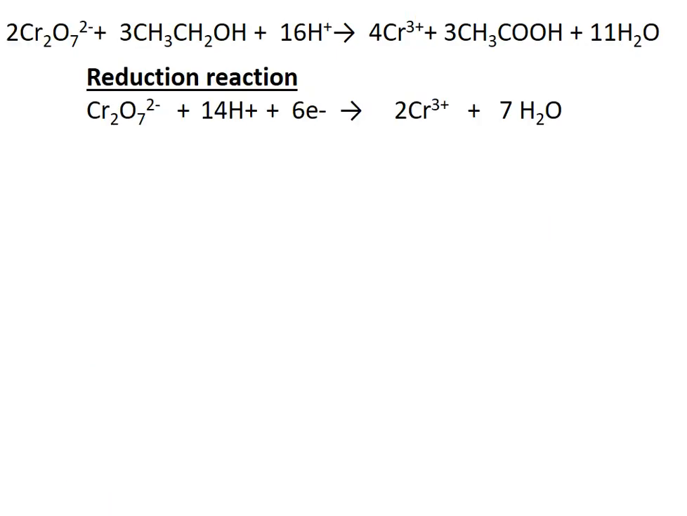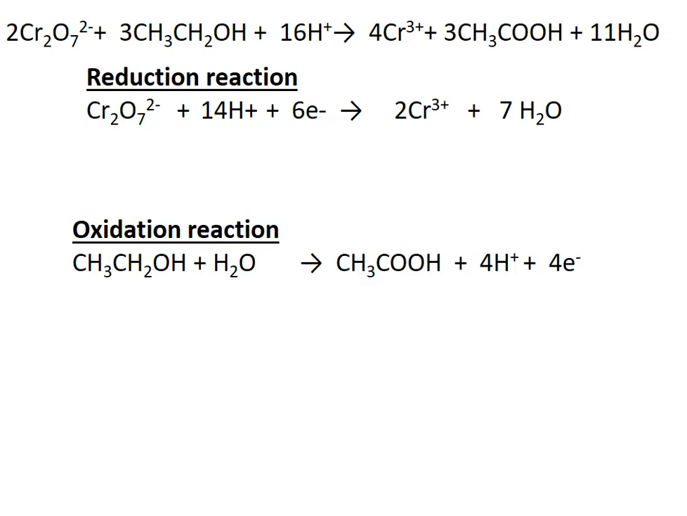So our 2 half equations are the reduction of dichromate, and the oxidation reaction of ethanol. If you put these 2 reactions back together, we'll get this one at the top. So let's see if we can do that. We've got 6 electrons here and 4 electrons here. So the first thing that you have to do is make sure you have the same number of electrons gained as lost. So 6 and 4, the number that they both go into most easily is 12.